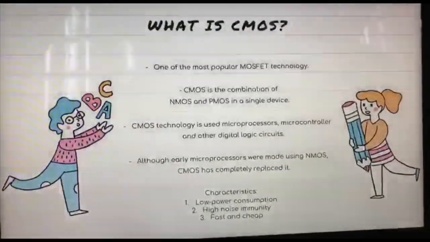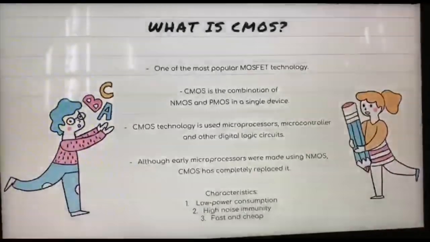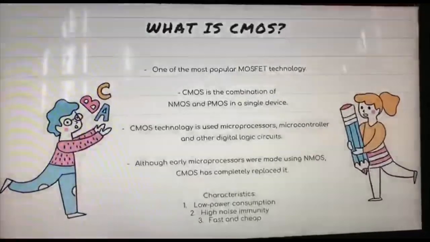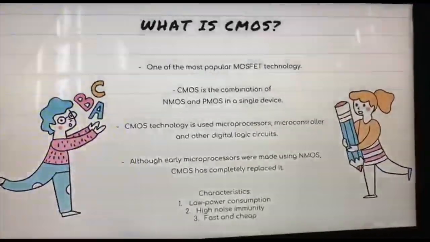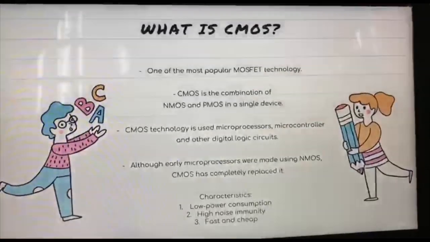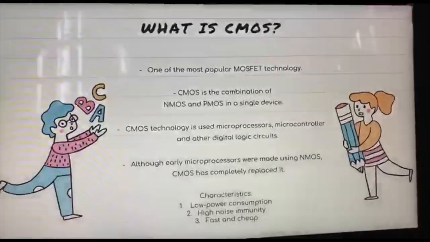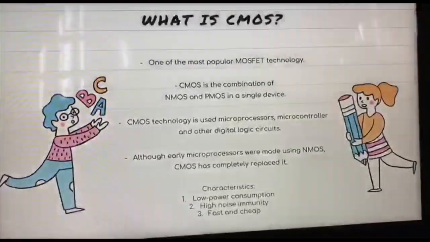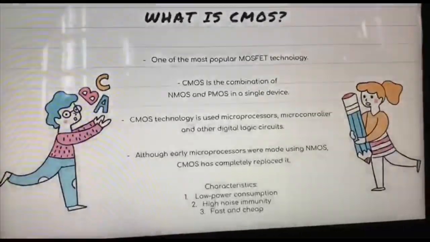What is CMOS? CMOS is one of the most popular MOSFET technologies. CMOS is the combination of NMOS and PMOS in a single device. CMOS technology is used in microprocessors, microcontrollers and other digital logic circuits. We use CMOS in our computers and also our mobile phones. Although early microprocessors were made using NMOS, CMOS has completely replaced it.